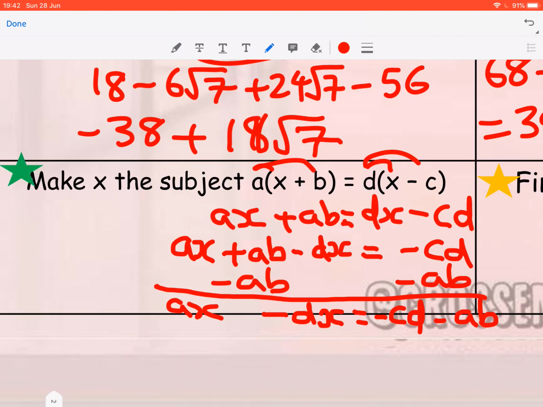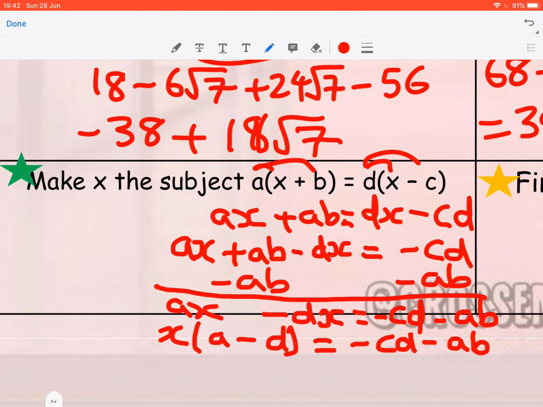I don't want those two together. I want x on its own, so I don't want x with an a or a d. So I'm going to take it out as a common factor. X on the outside, a take away d on the inside of my bracket. So I've just done simple factorising to get x on the outside of the bracket. Minus cd minus ab still over here.